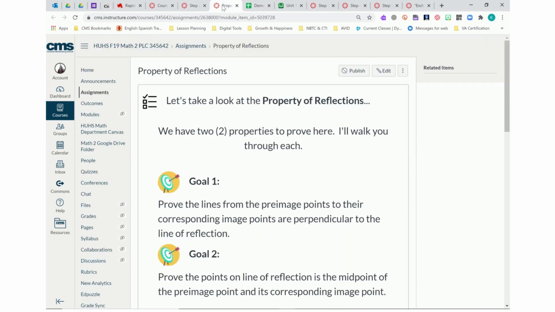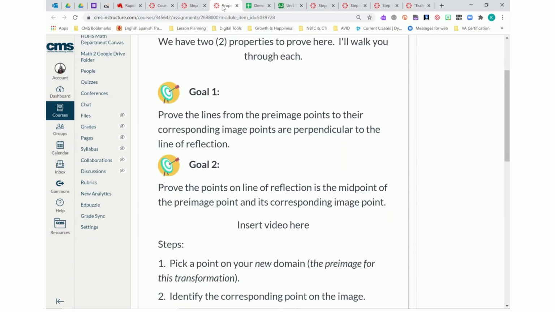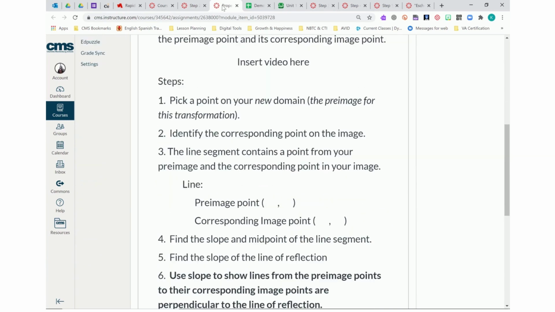And this is the last math that you're gonna have to turn in for the 4 transformations that you have done and shown the properties and proven the properties for. So let's talk about the 2 things that we're gonna prove for reflection, okay? So here we go.